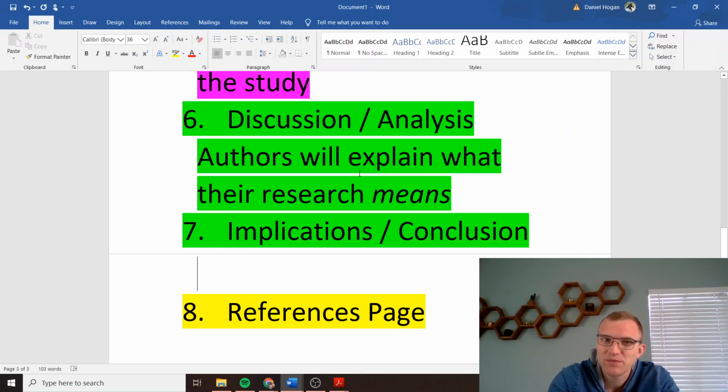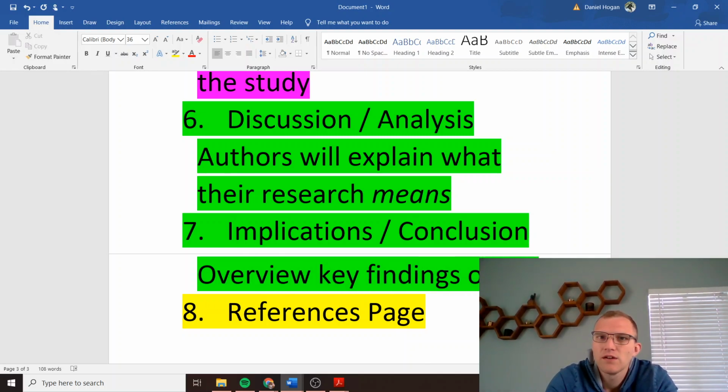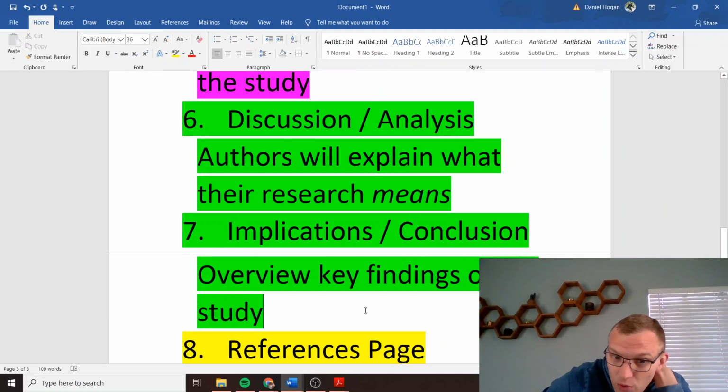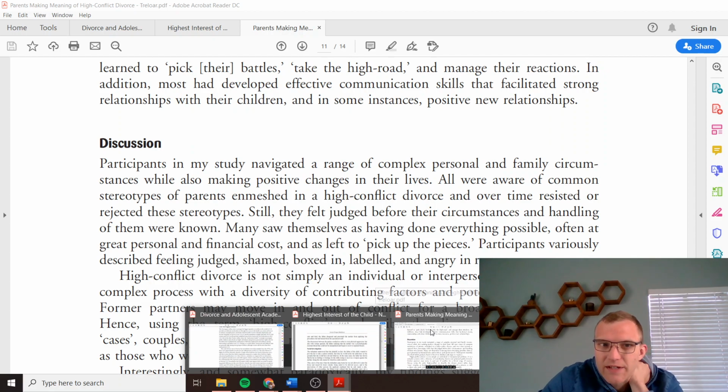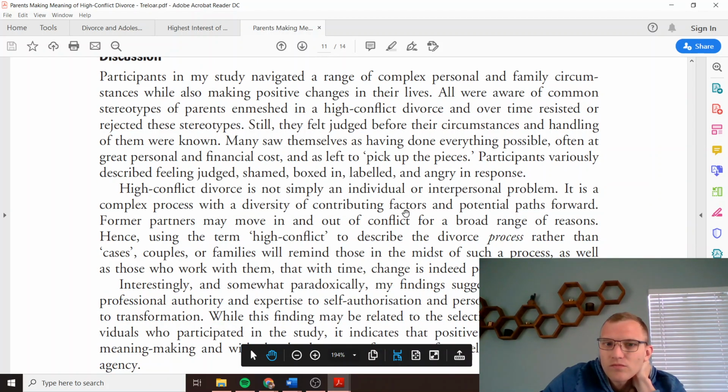So sometimes they're separate, sometimes they're the same. But this will also be basically implications or conclusions, or an overview of the key findings of the study. Both of these are quite quotable. So let's look at this.